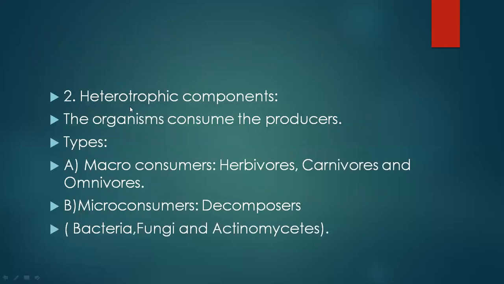Heterotrophs are the organisms that derive nutrients from others, or simply, the organisms that consume the producers are called heterotrophs. And two types of consumers are present: one is the macro consumer, second is the micro consumer. Herbivores, plant eaters, carnivores, animal eaters, and omnivores, plant as well as animal eaters, come under macro consumers. Micro consumer, the very good example is the decomposers.